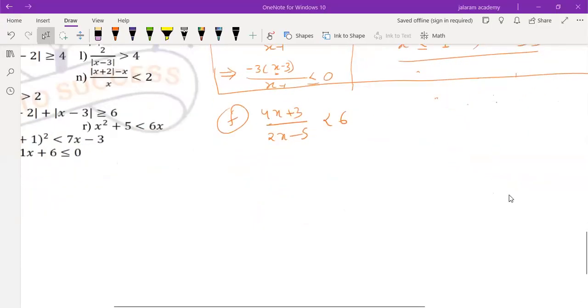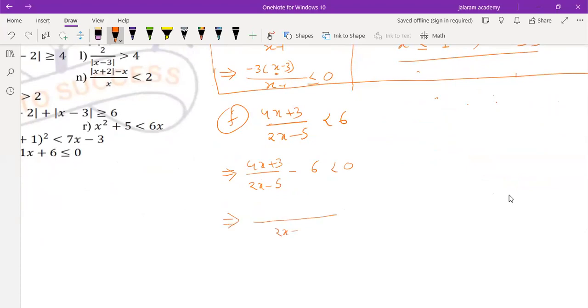So look at this. First we will transfer this 6 to the left hand side. So (4x plus 3) over (2x minus 5) is less than 6, so minus 6 is less than 0. Okay. Then take the LCM. It is 2x minus 5. Numerator is 4x plus 3 minus 6 into 2x minus 5 is less than 0.